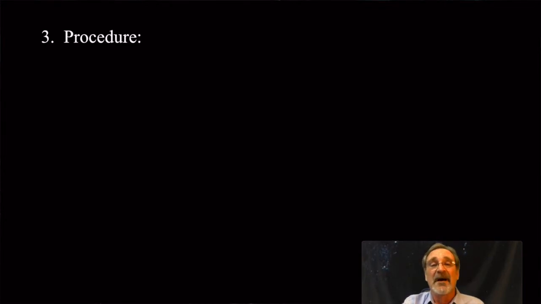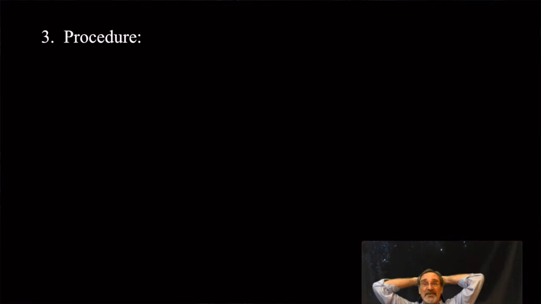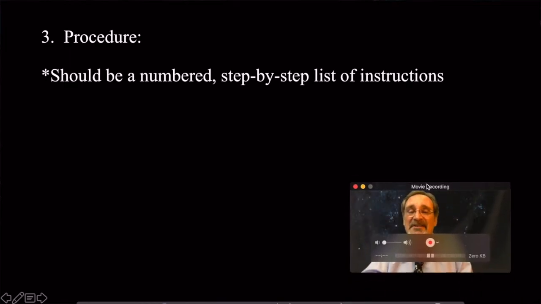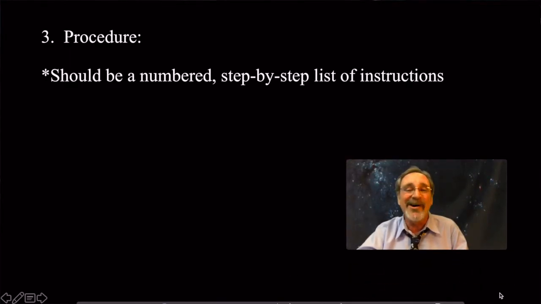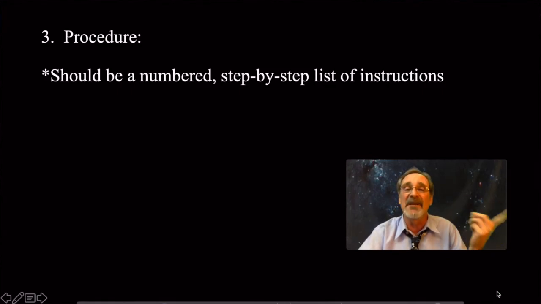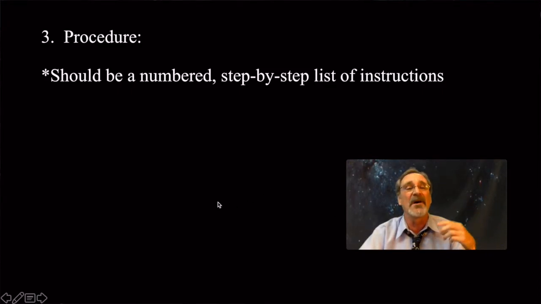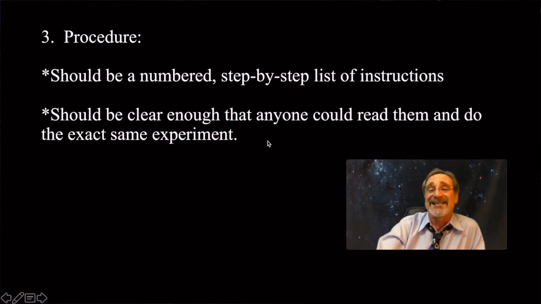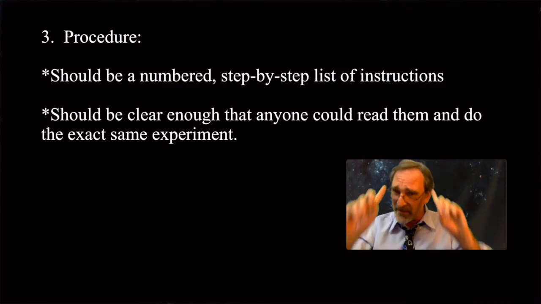But there it is. Now, the procedure. If you're doing your own lab, this is sometimes the part that's the most work. You've got to write down your procedure. It has to be a numbered, step-by-step list of instructions. You don't want a procedure that's so vague people can't follow it. It should be clear enough that anyone could read it and do the exact same experiment. That's the part you've got to think about.